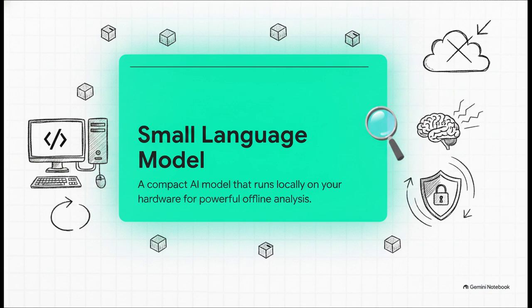So why is this such a big deal? Well, it provides powerful offline analysis without ever sending a single line of your private, proprietary code to the cloud. You get the intelligence of a massive language model, but compressed and optimized to run on the very machine sitting right in front of you. For developer privacy, yeah, this is an absolute game changer.